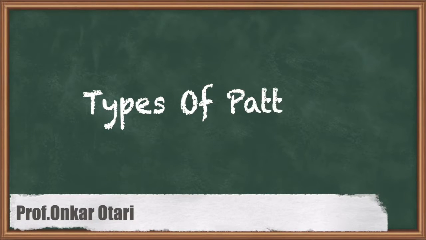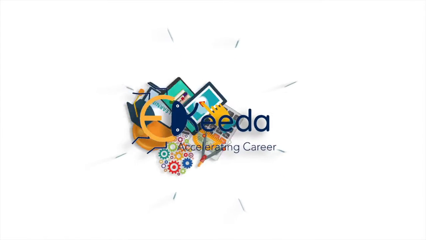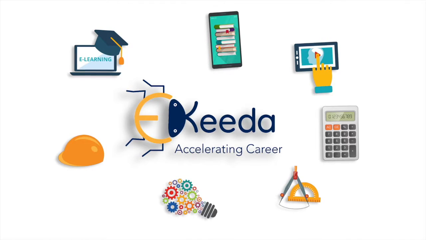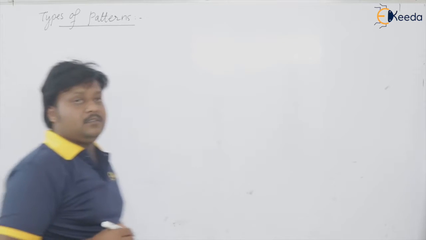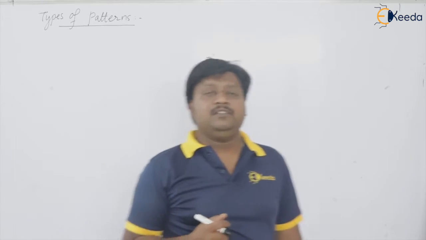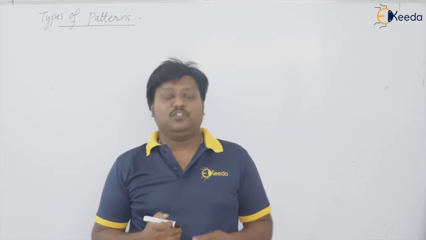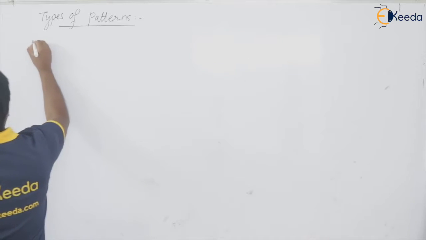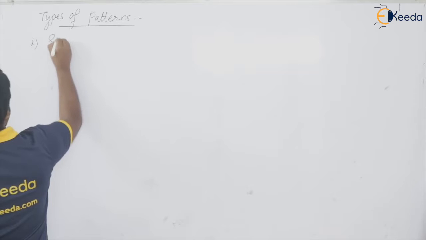Welcome students. In this video we are going to see the various types of patterns that we are using in the casting. So we are having around 7-8 types of patterns which are used for the preparation of the mold in the casting process. So the first pattern we are using is the single piece pattern.